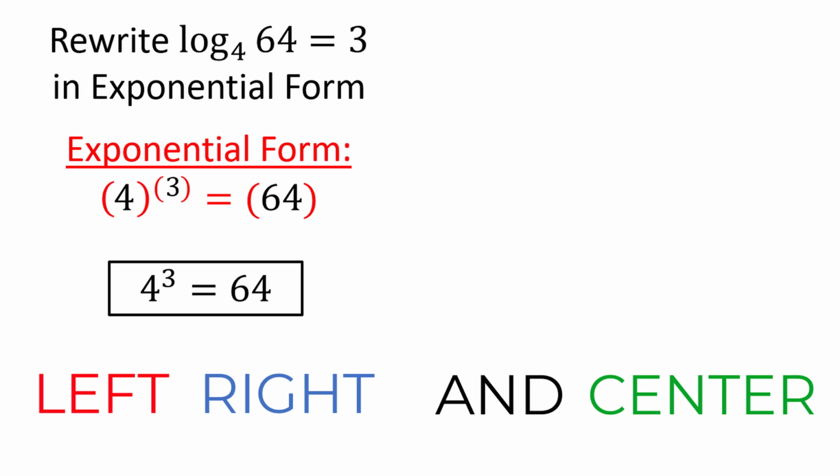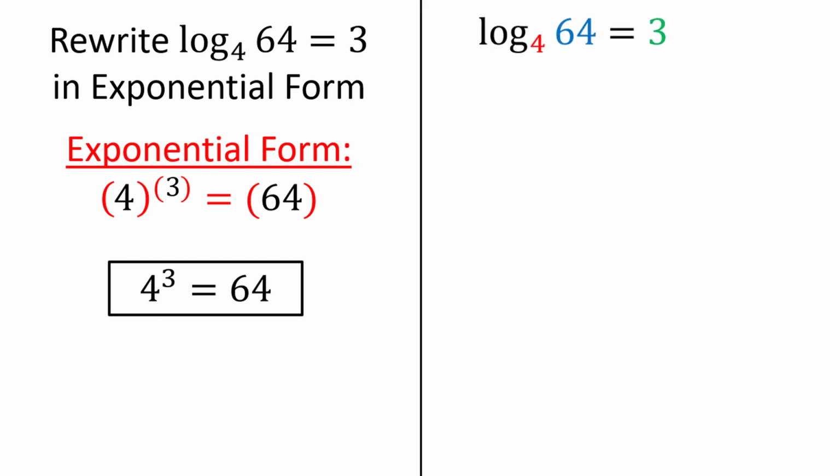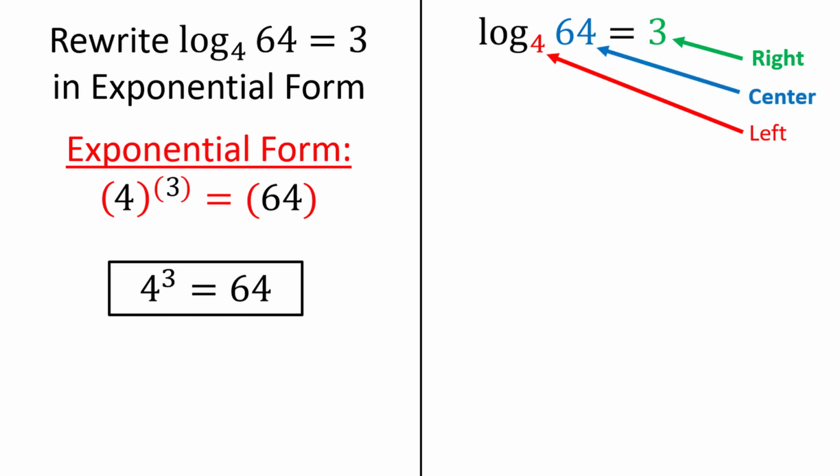Well, in any log equation, there are 3 numbers: the base, the argument, and the answer. In our example, we had log base 4 of 64 is equal to 3. There are 3 numbers: the number on the left, which is the base of 4, the number on the right, which is the answer of 3, and the center number, which is the argument of 64. So our exponential form is just left, right, and center, like this. Or left to the right is equal to center, if you want to be particular. If you want to rewrite a log in exponential form, all you need to remember is left, right, and center.